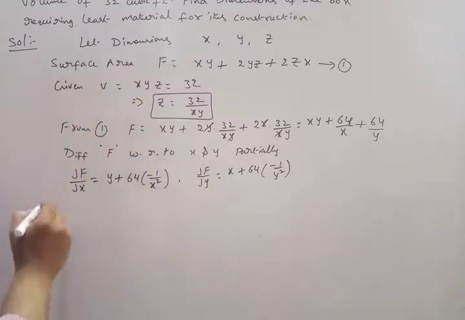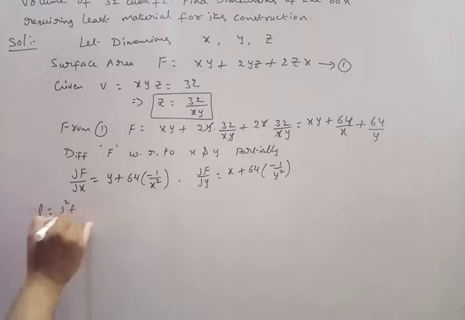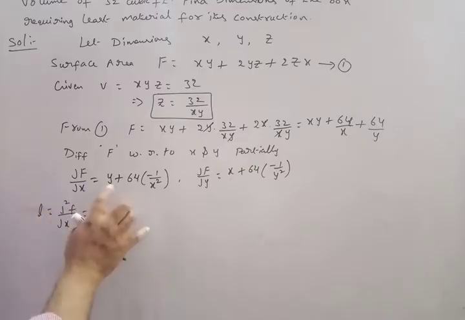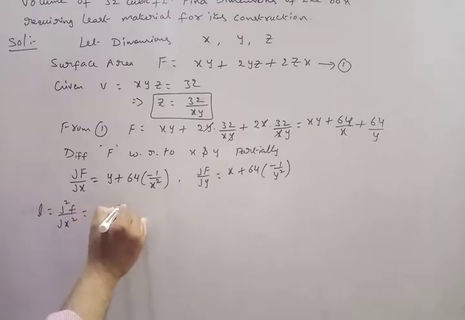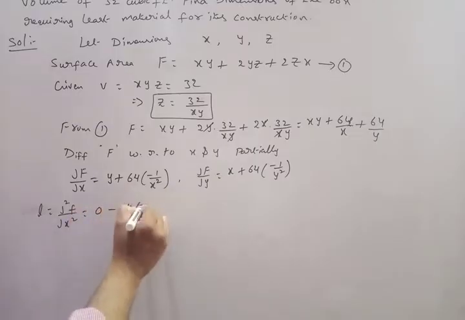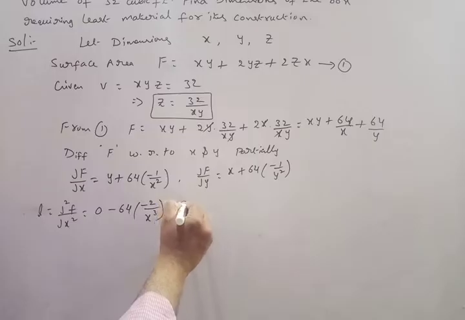Now calculate L. Similarly, L is equal to what? ∂²f/∂x². So here there is no x, 0. So minus 64, 1 by x square differentiation is what? Minus 2 by x cube. So what I get here? 128 by x cube. This is our value of L.